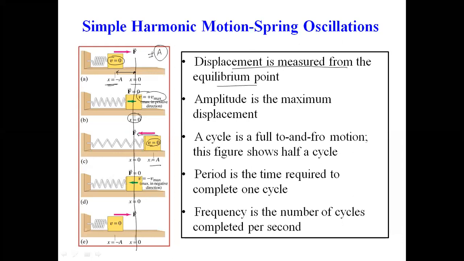So a cycle is a full to-and-fro motion. This figure shows half a cycle. So if I draw a wave from here, from its position, it is kind of showing half a cycle. And period is the time required to complete one full cycle, and frequency is the number of cycles completed in 1 second. So this is the prerequisite knowledge for studying simple harmonic motion.